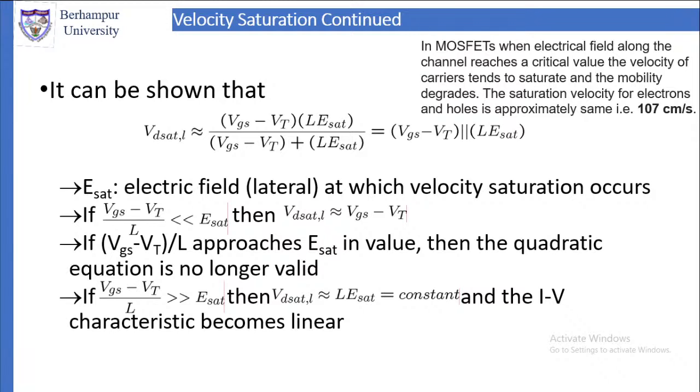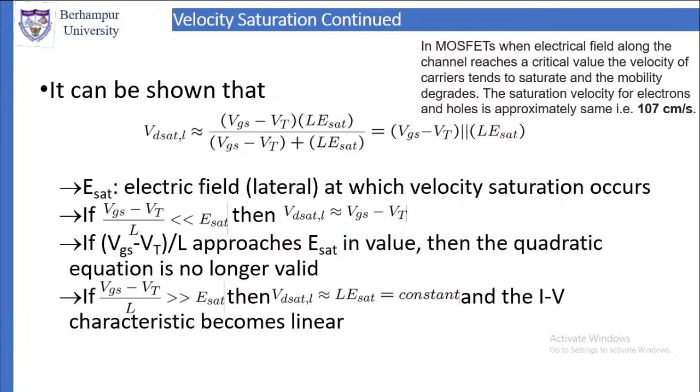Now the second case is VGS minus VT by L approaching E saturation, so it is approximately equal to E saturation. If that is the case, then the quadratic equation is no longer valid, because with R1 R2 by R1 plus R2, where R1 is approximately equal to R2, equal to R let us say, the numerator is R square and the denominator is 2R, so it becomes R by 2. So there is no quadratic expression, and the quadratic equation is no longer valid.